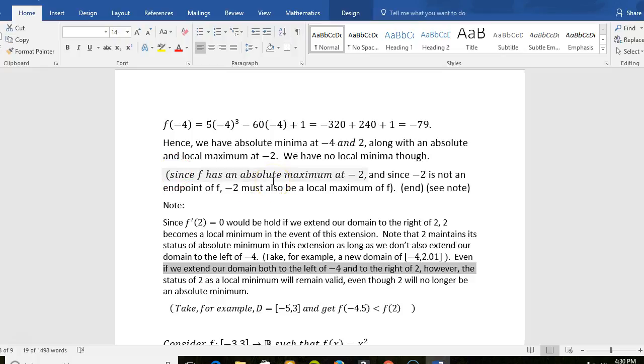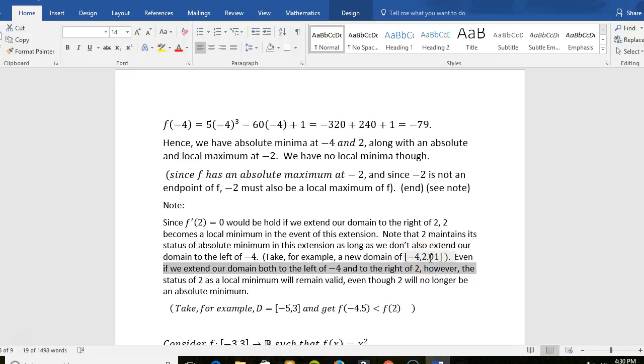Okay, notice that when 2 was our endpoint, 2 was ruined from being a local minimum. That spoiled the party. 2 wanted to be a local minimum, but 2 was an endpoint, and that spoiled the party for it. But notice, just go right here where my cursor is, please. If we extend just by a little bit, if we extend our domain out to 2.01 and keep everything else fixed, then x equals 2.